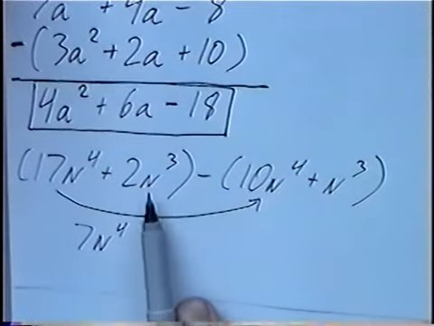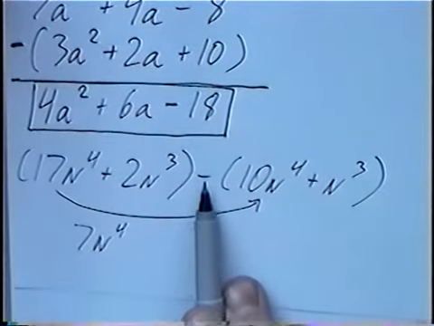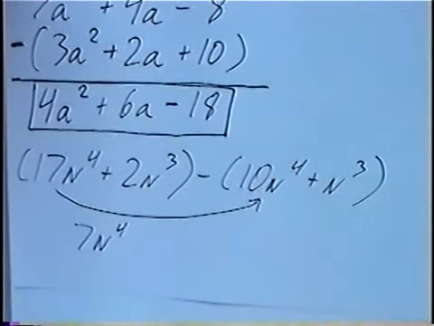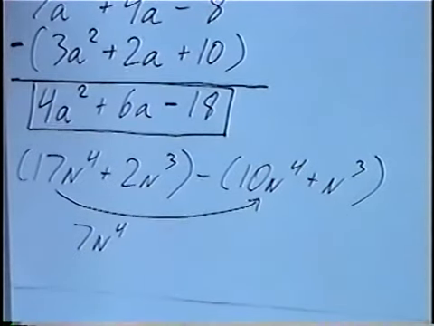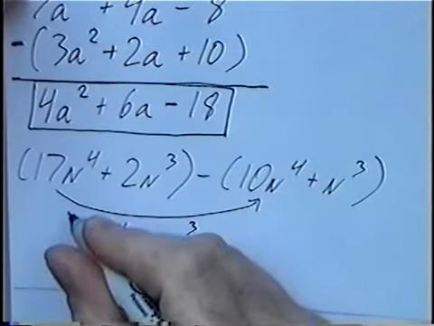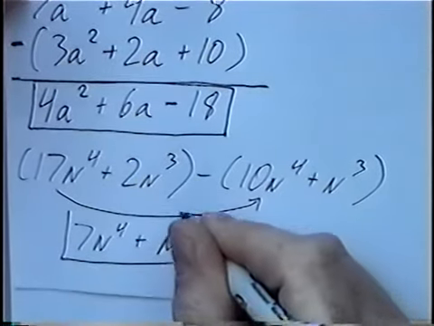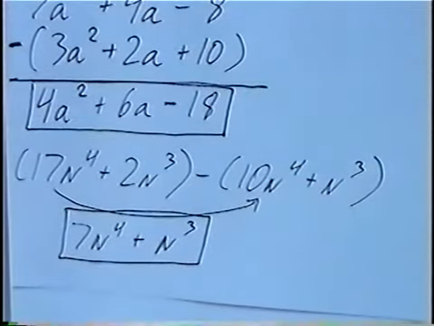And the other like terms, n to the 3rd power. We have 2n to the 3rd power, and keep in mind we're subtracting n to the 3rd. So 2n to the 3rd minus 1n to the 3rd would be 1n to the 3rd, or n to the 3rd power. So our final answer, 7n to the 4th plus n to the 3rd.